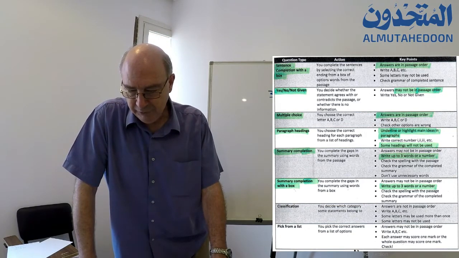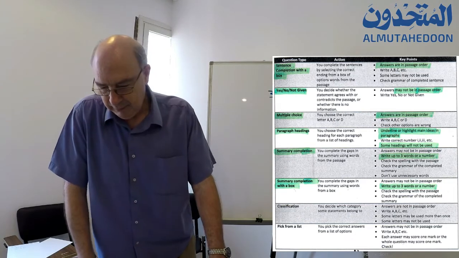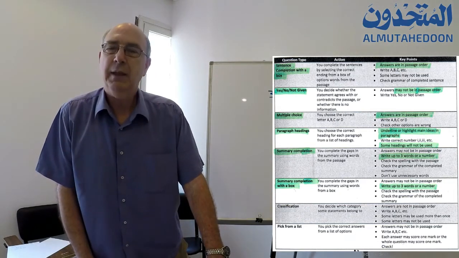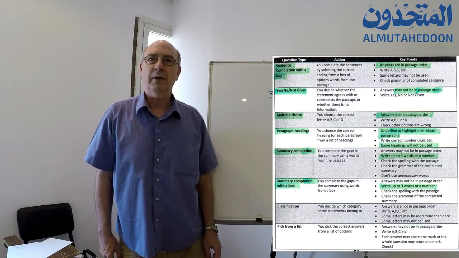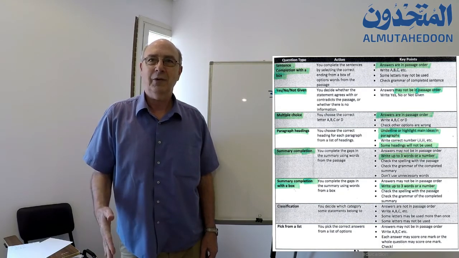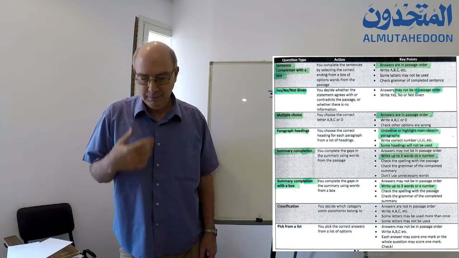The next one, yes, no, not given. It says answers may not be in passage order. Sometimes they're in order, sometimes they're not. You'll know it when you start doing it. If the first 2 or 3 are in order, then they're all going to be in order.